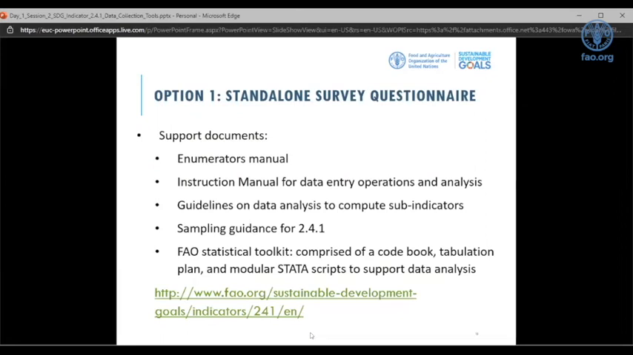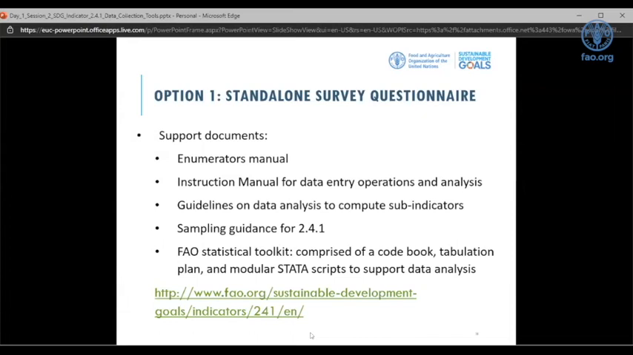Now, we have developed several support documents that were shared, of course, with BBS at that point in time and now have been revised and updated and re-uploaded to the SDG 2.4.1 webpage. These support documents serve as background material before fielding the survey. So all these documents need to be thoroughly sifted through by the NSO colleagues, so that they can better plan their data collection as well as data entry and analysis.